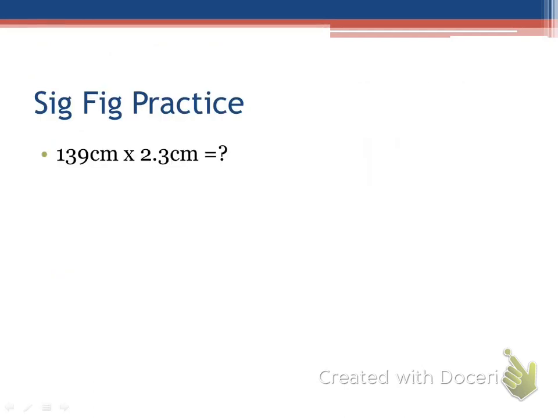Let's try some here. So raw answer here, I got 319.7. Agreed? How many sig figs can our answer have? 2. Has to round to the least number of sig figs given. This one only has 2. So how do we do that?